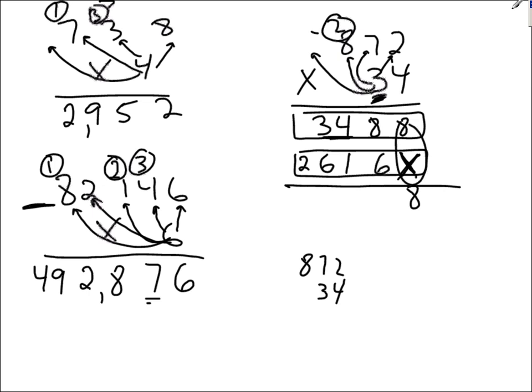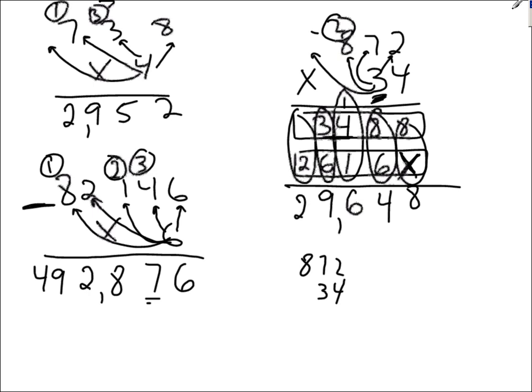The x is assumed to be 0. 14 for this column, carry over 1. Those 3 numbers add up to 6. These 2 numbers add up to 9. This is 2. 29,648 is the final answer.